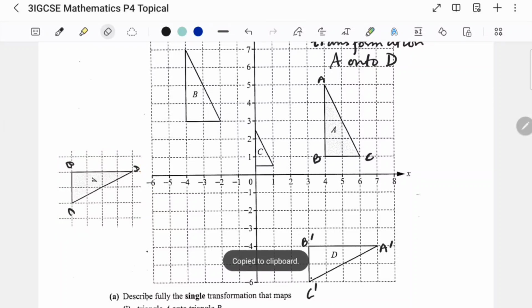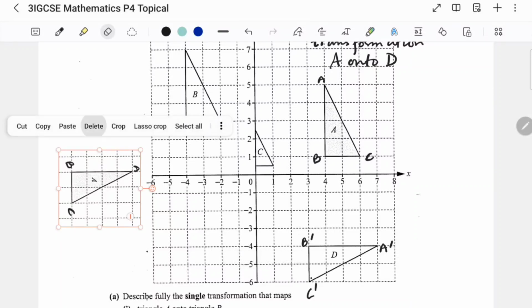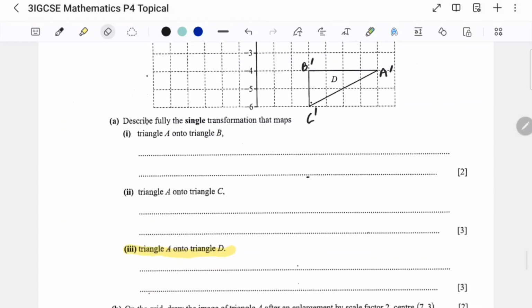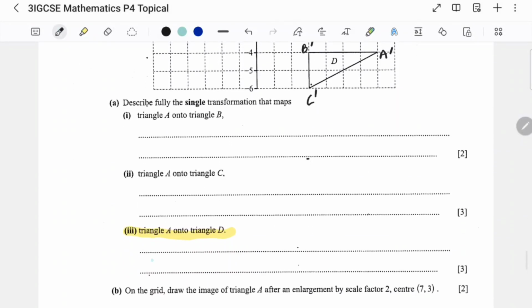So you can see that it is rotation, 90 degree clockwise. Now we have to give the center.